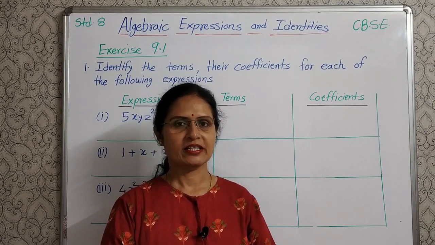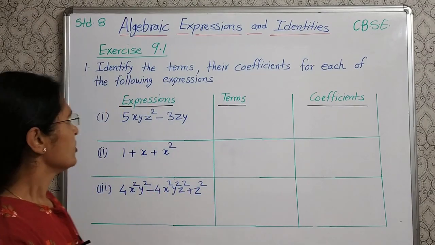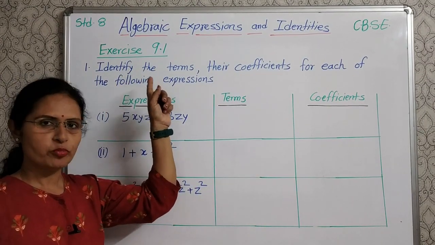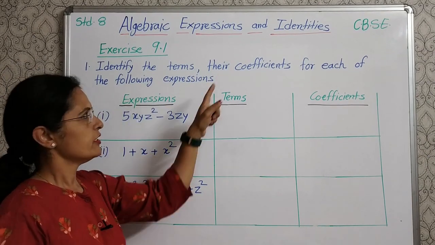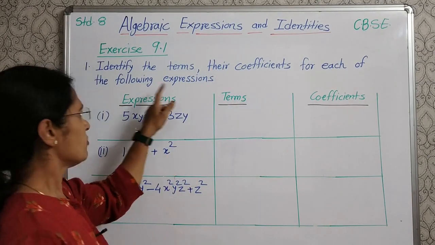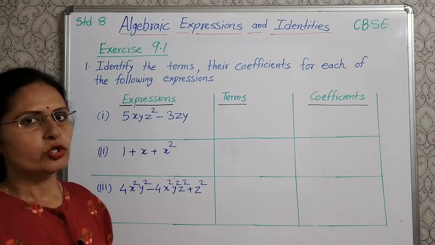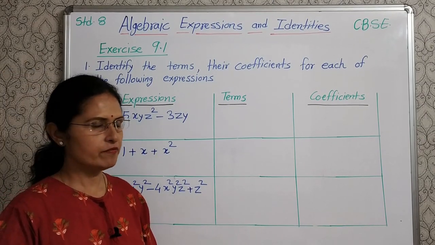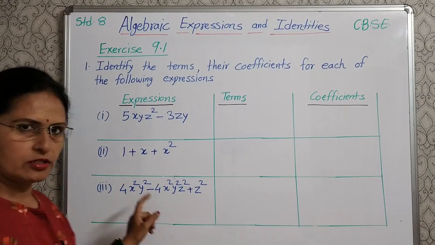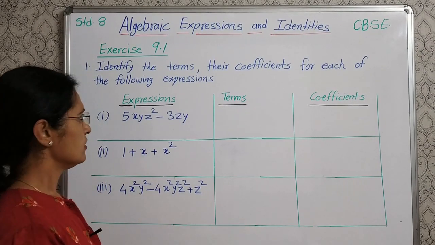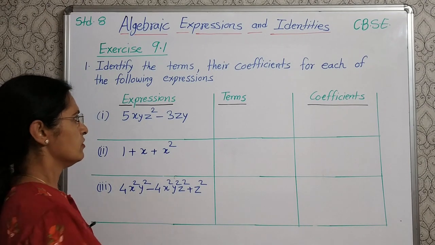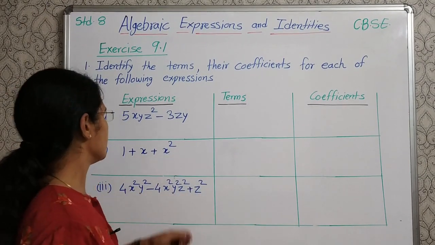I am Nilima Patil. In this video, we are going to solve exercise 9.1. First question is: identify the terms and their coefficients for each of the following expressions. Total 6 expressions are given. Here I have written 3. First we'll solve these 3. After that, for the remaining 3 expressions, we'll find out their terms and coefficients.